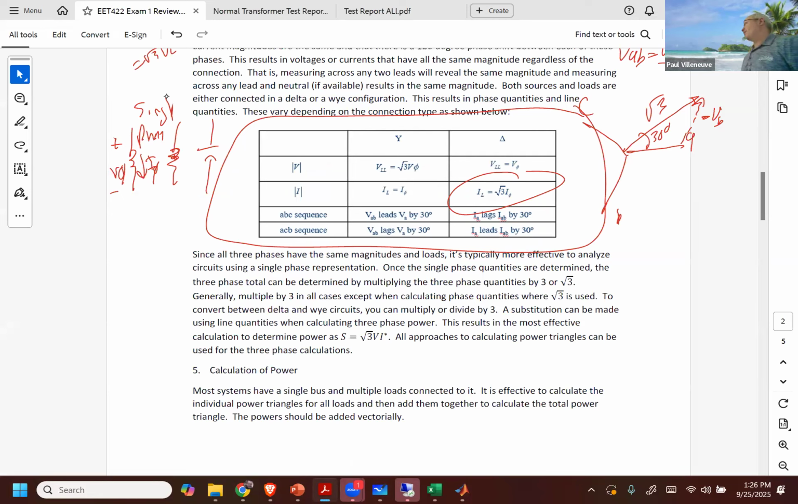You should be able to, right? You just divide by the square root of 3. It's just algebra. I phase equals I line divided by the square root of 3.